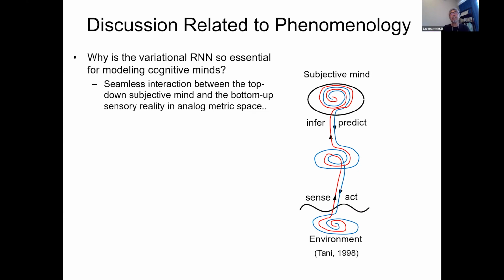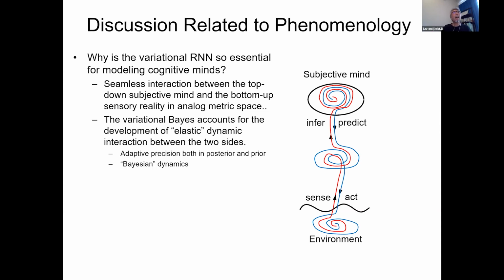I discussed that already about 20 years ago. However, the new thing is the variational Bayes. We have a more elastic interaction, because we have a precision. If the higher level precision is high, there is more push toward the bottom, so the bottom-up process is more pushed. On the other hand, if the bottom-up precision is high, then there is pushback. So this kind of push and pull, elastic interaction goes on.